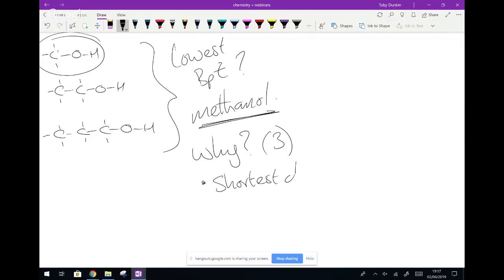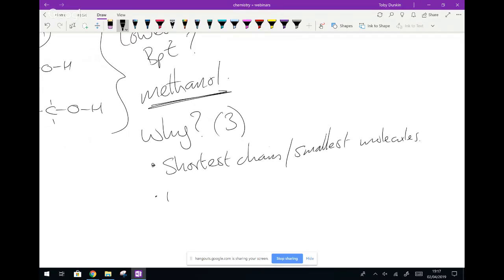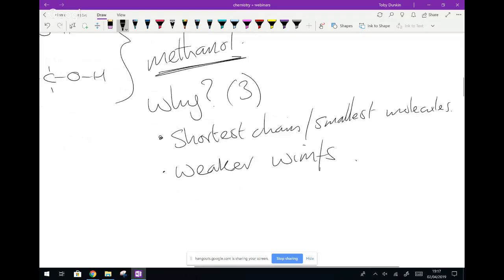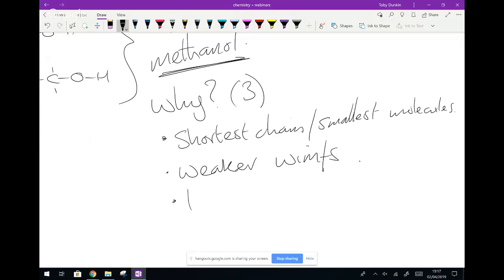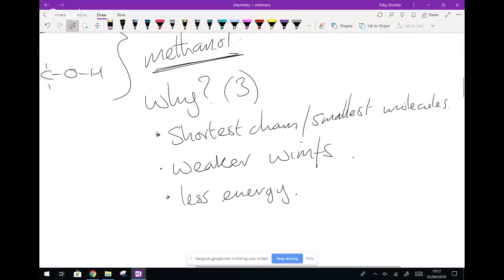Shortest chain. Smallest molecule. Weaker wimps. Absolutely. Well done. Weaker wimps. Spot on. Weakened molecular forces. Therefore, less energy to break them. So it always comes back to energy. Don't ever forget that, but otherwise that's really good.